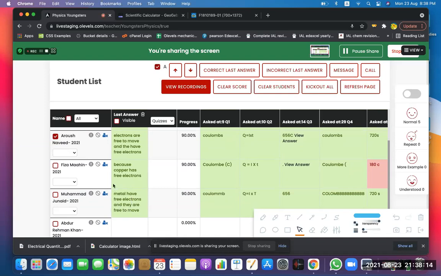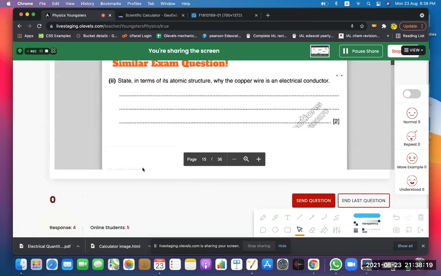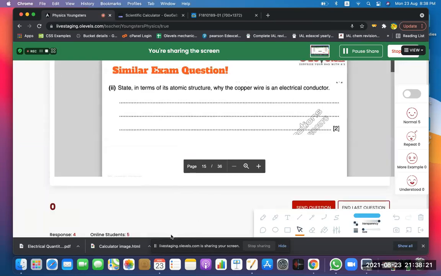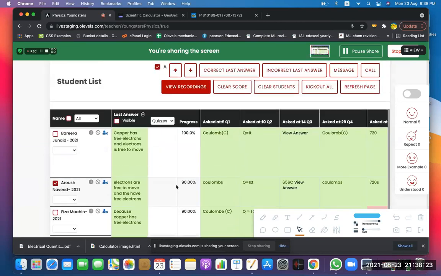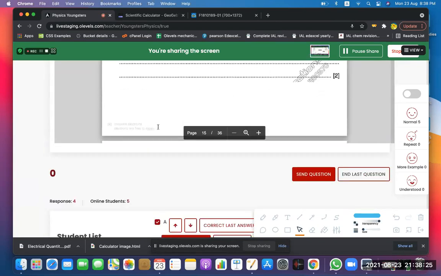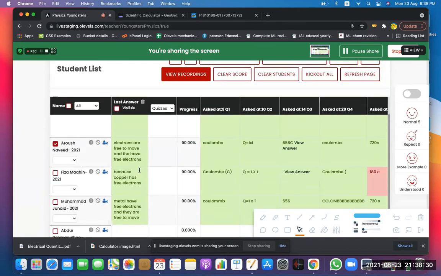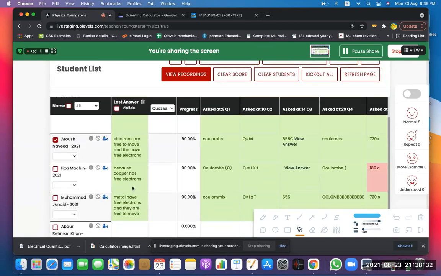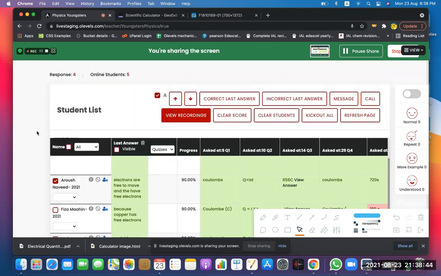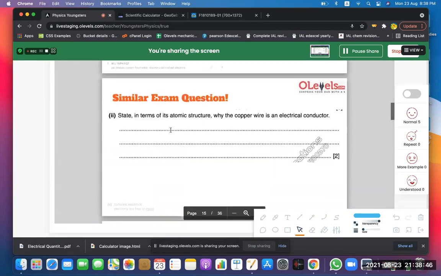Very good, everyone. Fiza, you have just mentioned 1 point here. And look, I just told you, Fiza, look here. This question is a 2 mark question, so you have to mention 2 points. So what 2 points can you mention, Fiza? Copper has free electrons. And second, copper has free electrons because electrons are free to move. Yes, very good, Fiza. Keep it up. Everyone has answered correctly. Very good, everyone. Keep it up. Let's move on.